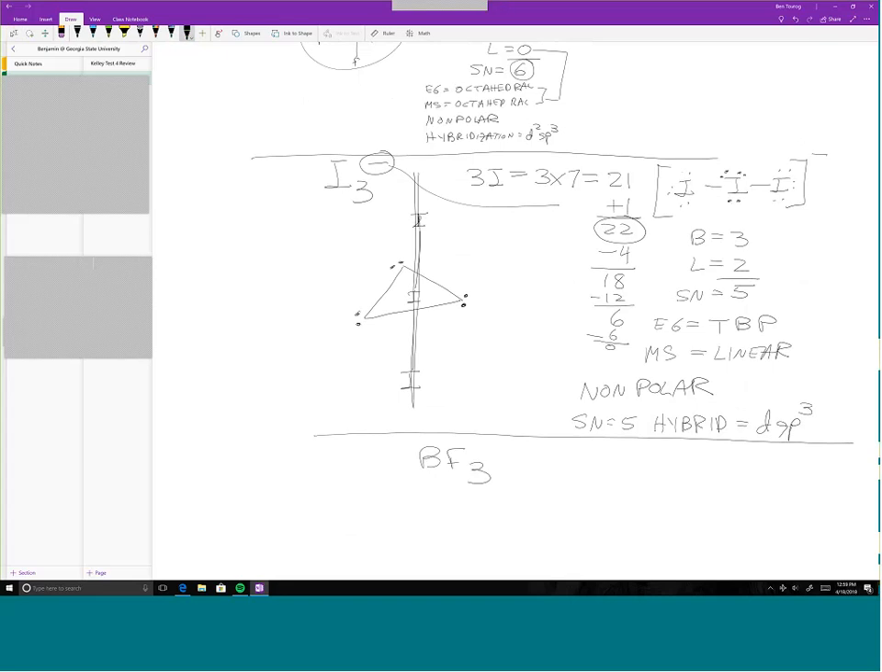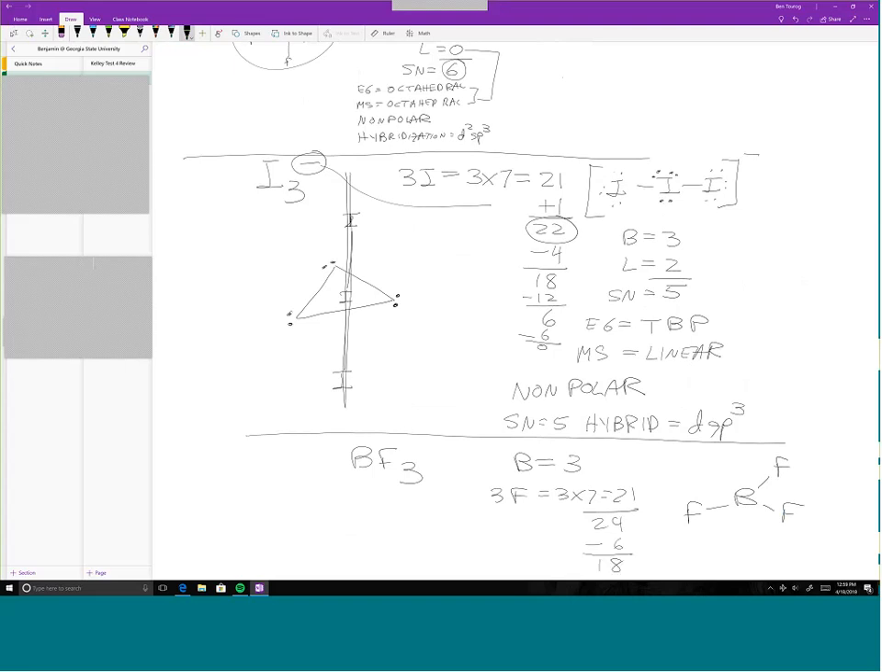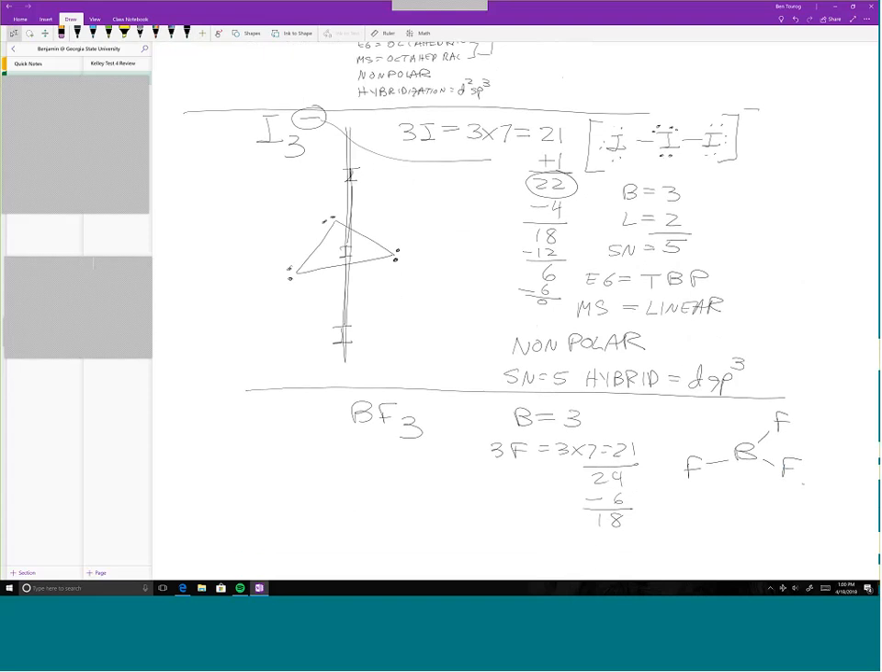All right. Okay, let's get into it. Boron, look on your periodic table. It's way over there in group 3. So it brings 3 electrons. The 3 fluorines bring 3 times 7, 21. So it's a 24 electron system. We'll put boron in the center, put the fluorines out here. That's 6, so we have 18 left over. So we're going to put the electrons out here.